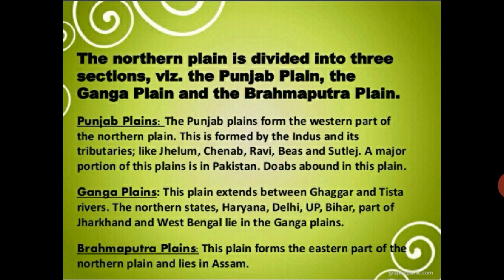Ganga plains. This plain extends between the Ghaghar and the Tista rivers. The northern states Haryana, Delhi, UP, Bihar, part of Jharkhand and West Bengal lie in the Ganga plains. The Punjab plains are mostly the Punjab area. In the middle part is the Ganga plain. In the Brahmaputra plain, this plain forms the eastern part of the northern plains and lies in Assam. So these are the three parts: Punjab plain, Ganga plain, and Brahmaputra plain.